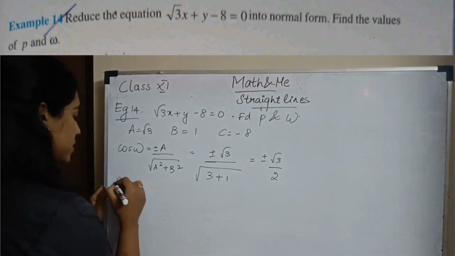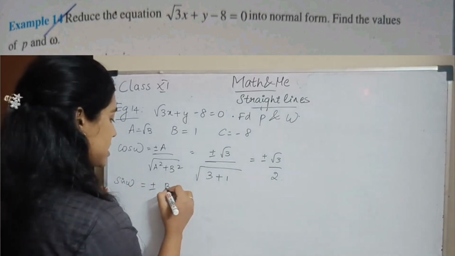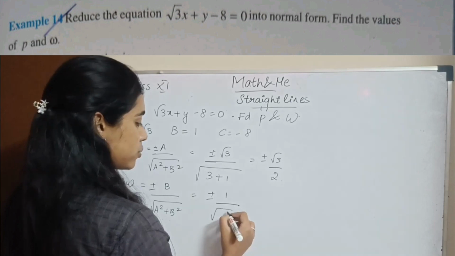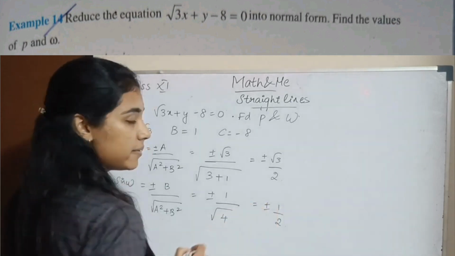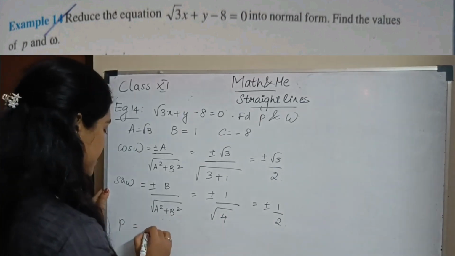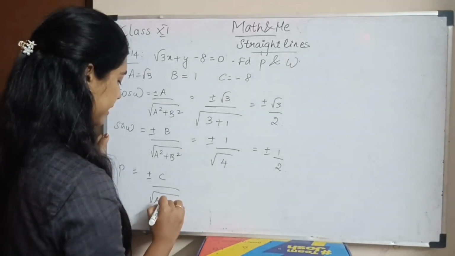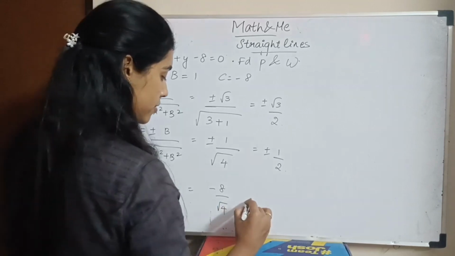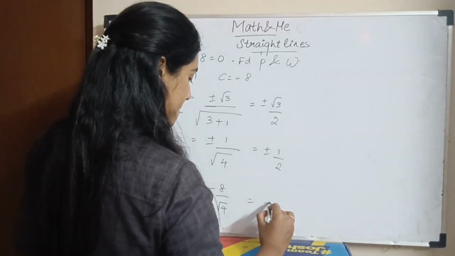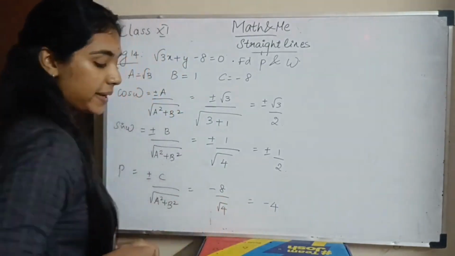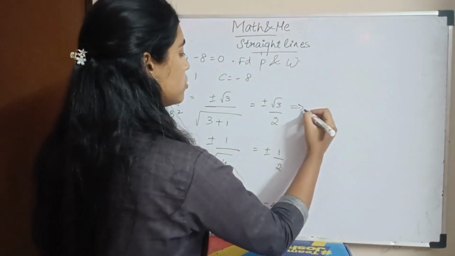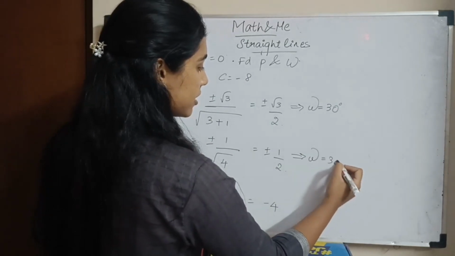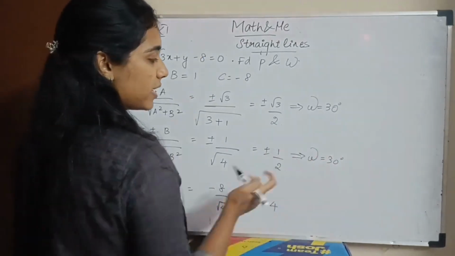So that's your cos omega. What is your sin omega? It's plus or minus b divided by root of a square plus b square, which is plus or minus 1 by root of 4, which is plus or minus 1 by 2. Your p is plus or minus c by root of a square plus b square, which is minus 8 divided by root 4, which is nothing but minus 4. So this is the value of p. So here when we consider the value root 3 by 2, your omega is 30 degrees. Omega cannot take two different values, right? So your omega is 30 degrees.